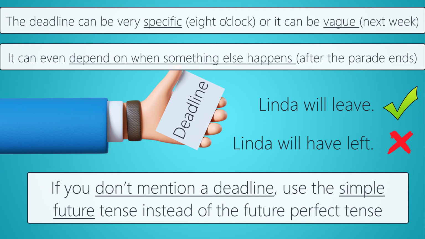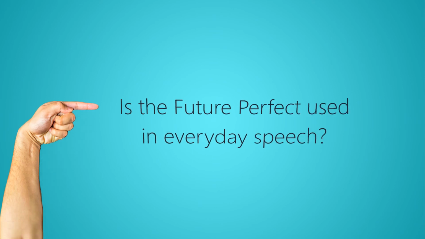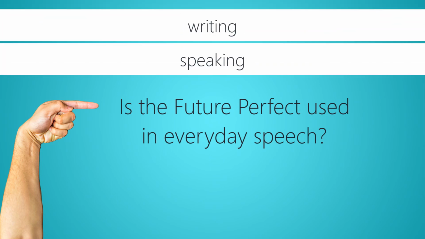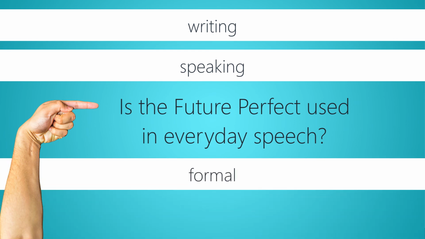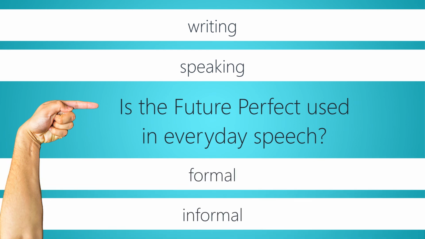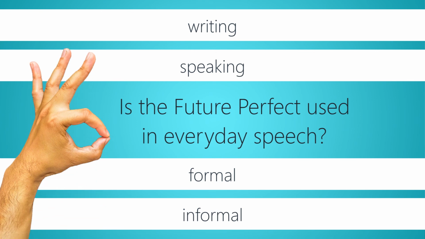Normally, students ask this question: is the future perfect used in everyday speech? The future perfect, like all verb tenses in English, is used daily by native speakers, both in writing and speaking, and in formal and informal situations. For this reason, it really is worth learning. Here are some other examples for you to read to help you become more familiar with it.